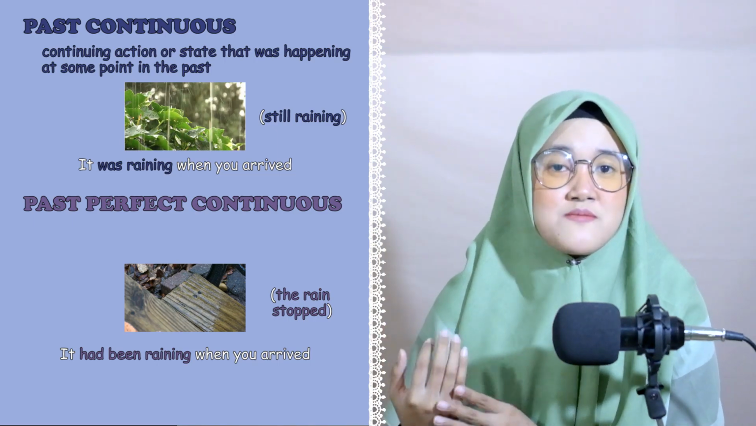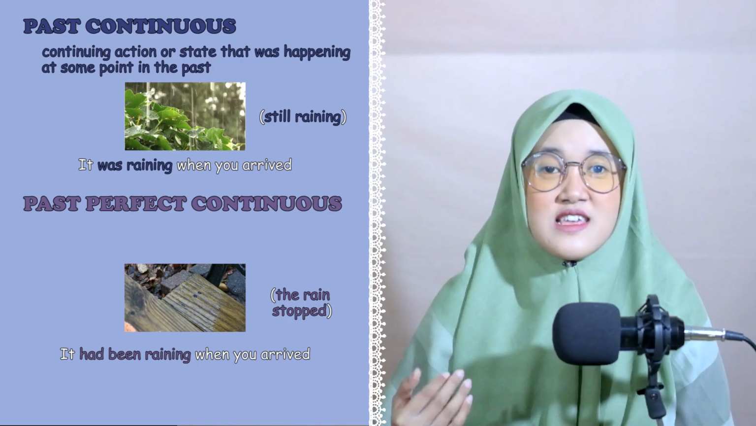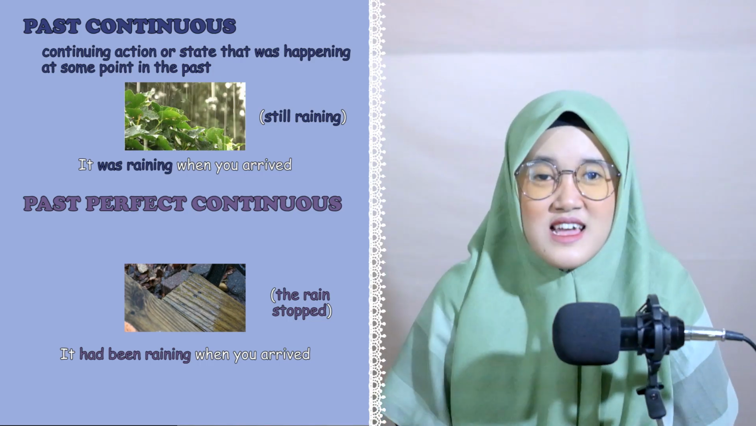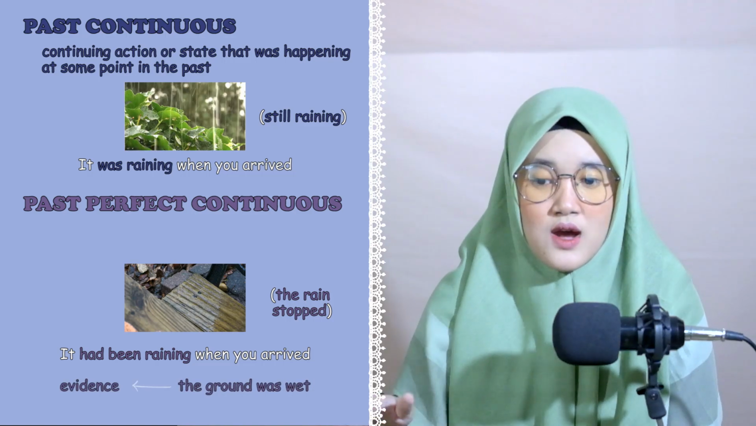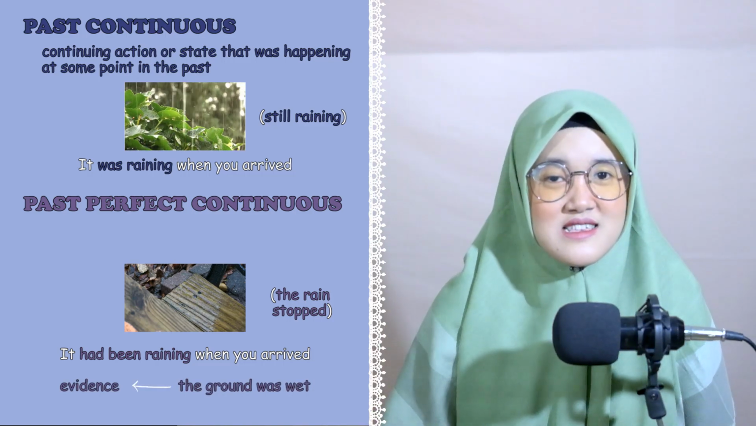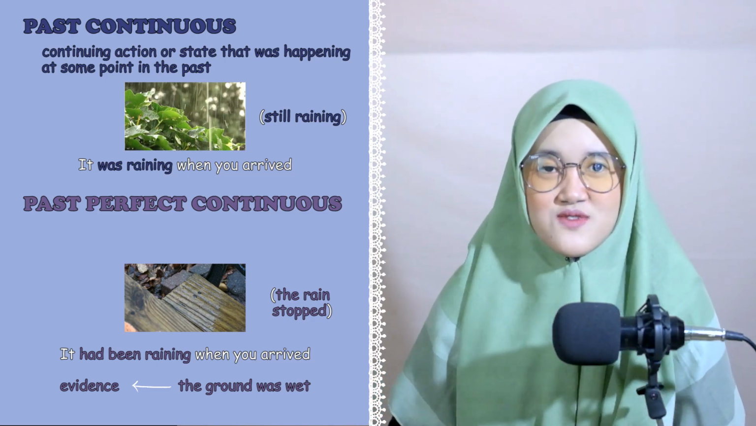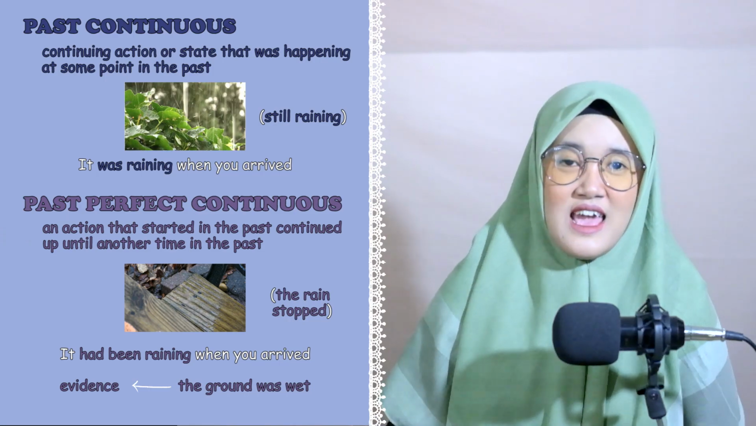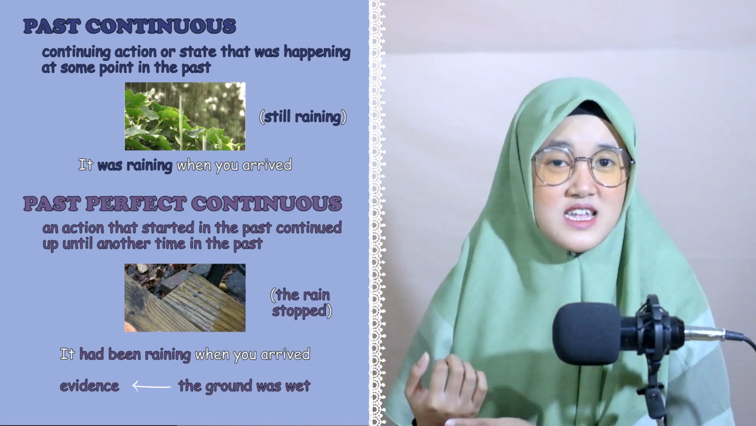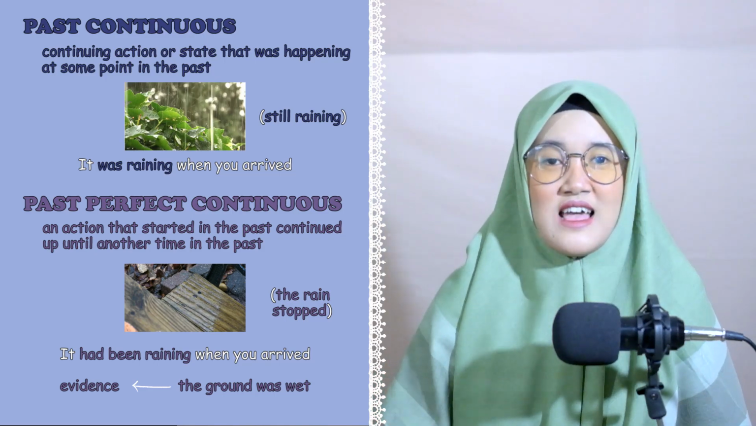Usually, in past perfect continuous, there is evidence of that finished past action. What's the evidence here? The ground was wet. Why was the ground wet? Because it had been raining. So, the past perfect continuous shows that an action that started in the past continued up until another time in the past.